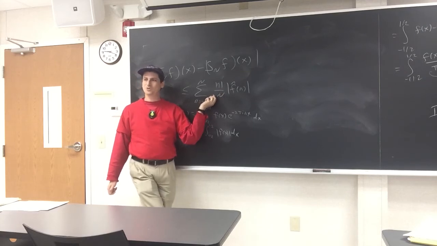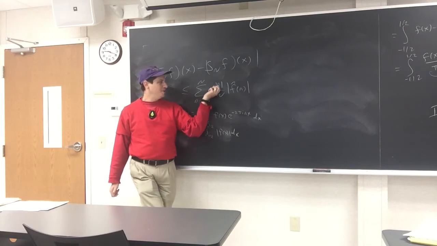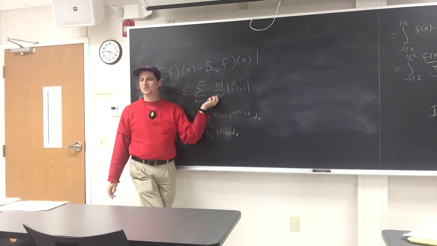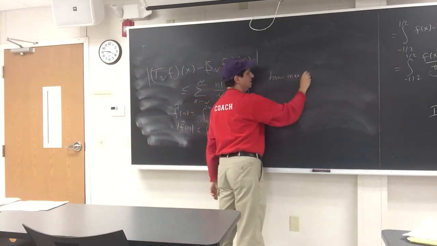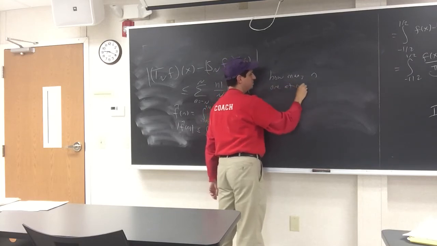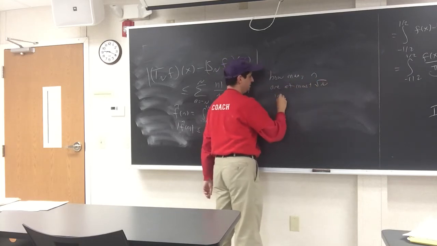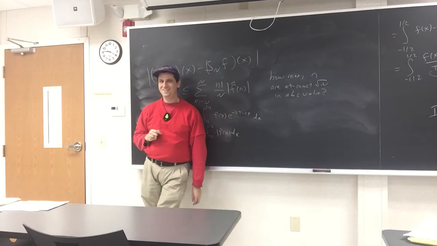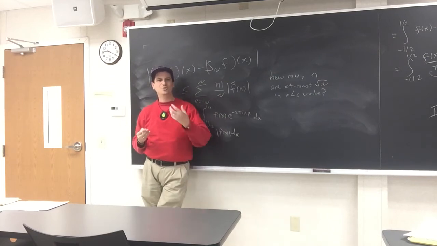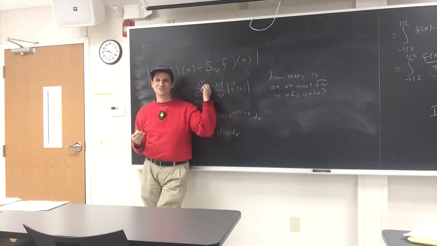Unfortunately, about how many n are less than square root of N? No, how many little n are less than square root of N in absolute value? Let me write this down. How many n are at most square root of N in absolute value? 2 square root of N, or actually 2 square root of N plus 1, but I don't really care about the contribution of the 0.